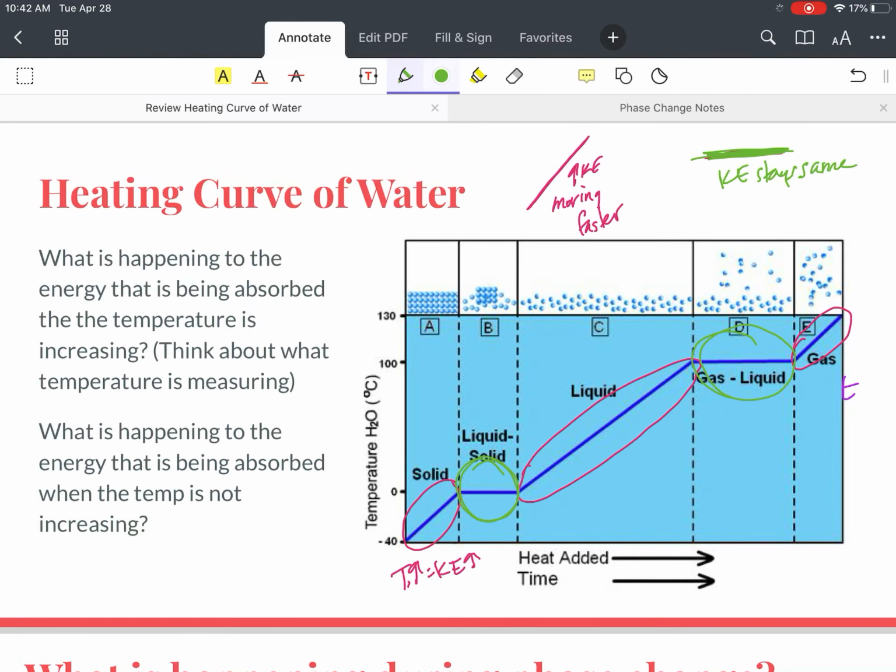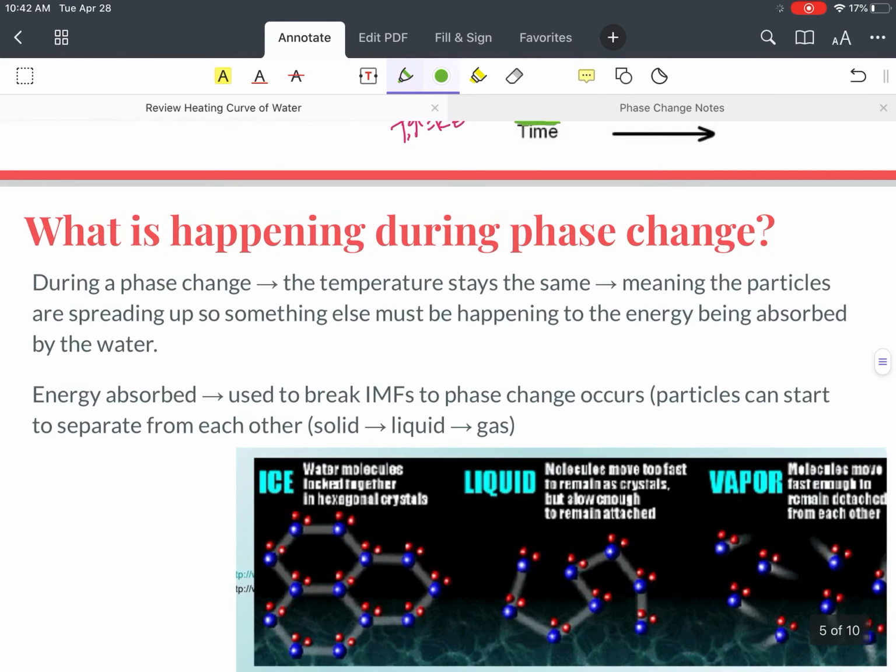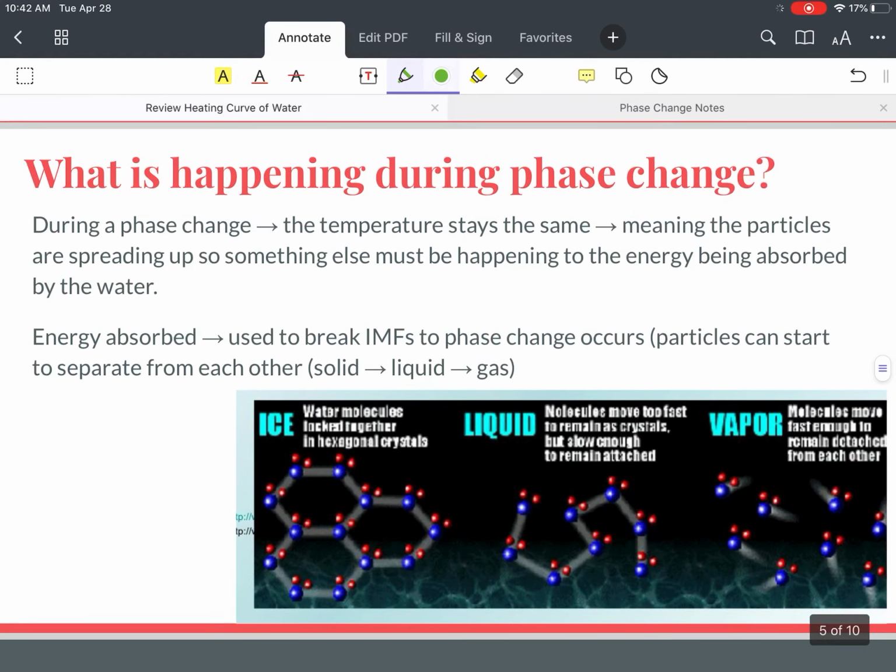So my particles aren't really moving around any faster. I need to see what I'm actually using that energy for. It's still absorbing energy. I'm still giving it heat energy. So what's actually happening to that energy? This little picture kind of shows that.